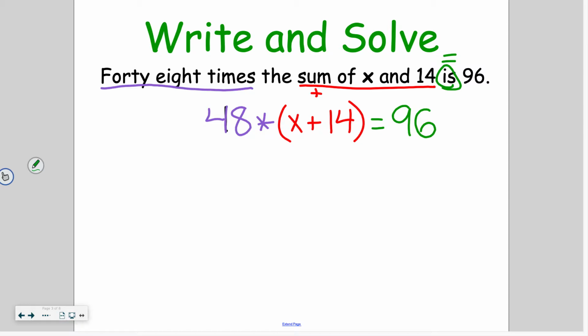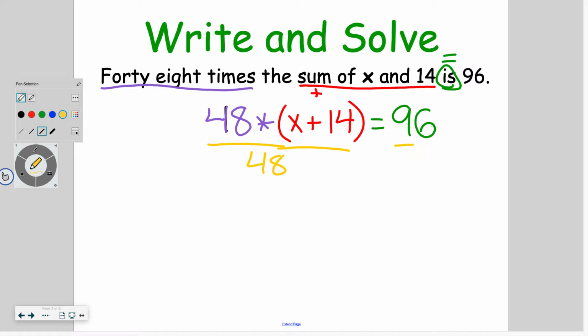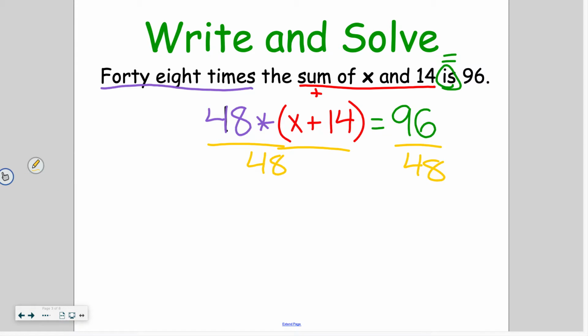We have multiplication and we have addition, but the addition is inside the parentheses, so we're going to deal with that last. So the first thing I need to get rid of is this multiplying by 48. So I'm going to divide both sides of the problem by 48. When I do that, that leaves me with x plus 14. Now, since it's the only thing, we really don't need these parentheses anymore. So x plus 14 is equal to 2.